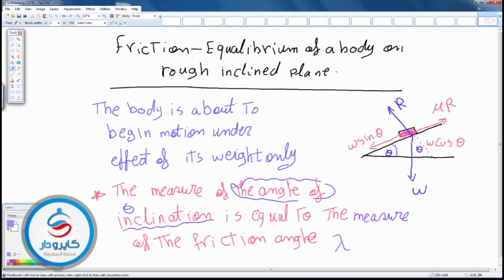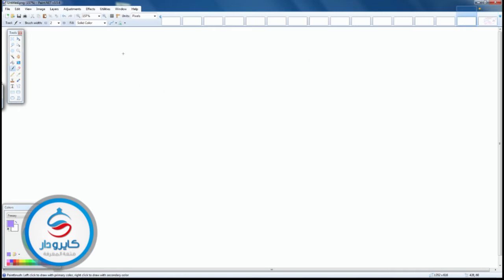طيب تعالوا نفتكر حاجة، مش احنا عندنا الميو ده coefficient of friction. As we know, mu equals tan lambda, and now here lambda is equal to theta, then tan lambda equals tan theta equals mu. So we have some definitions that we have to know very well.